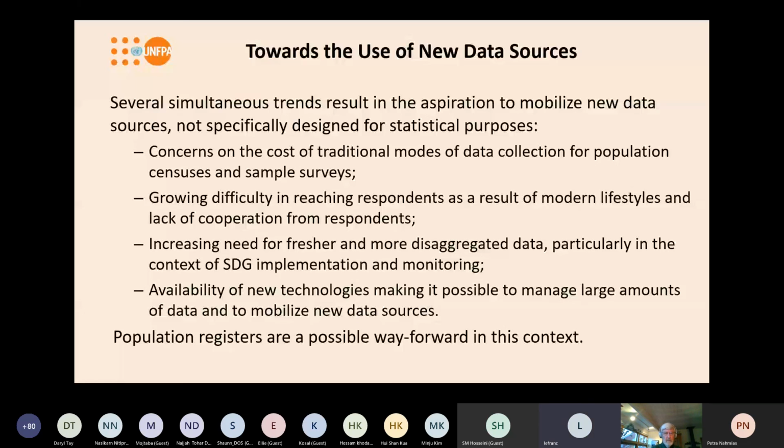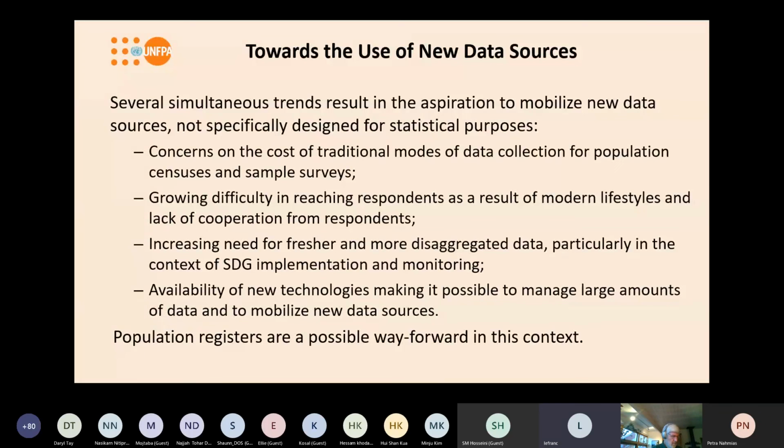Another major aspect currently is the need for fresher, more disaggregated data, particularly in the context of monitoring the implementation of the SDGs. So the constant need for fresher data doesn't go very well with the traditional sources that we've been using, such as censuses and sample surveys. And now there's also the availability of new technologies which make it possible to manage large amounts of data, and so that opened the door to the mobilization of new data sources.